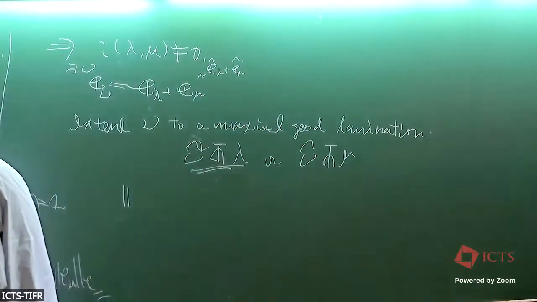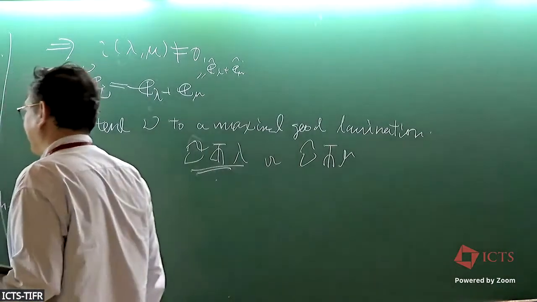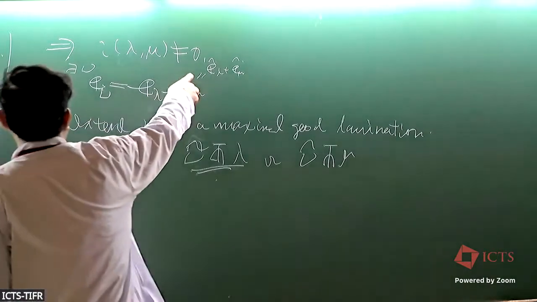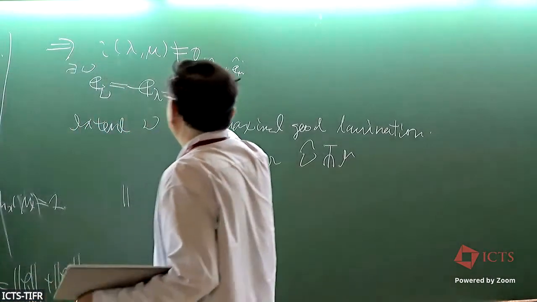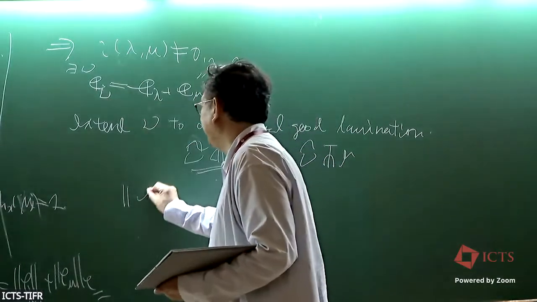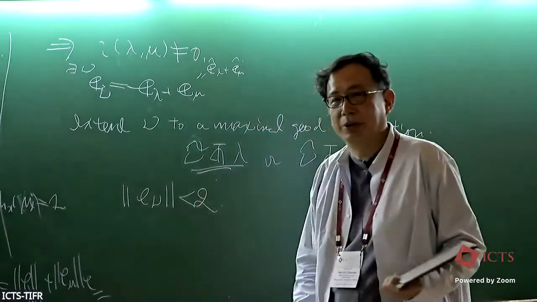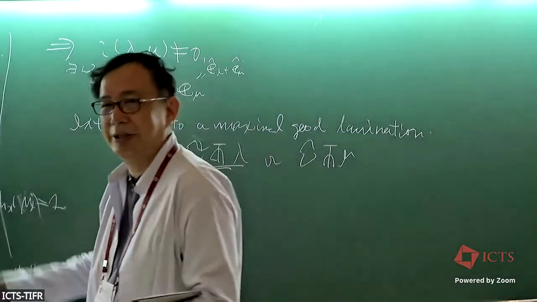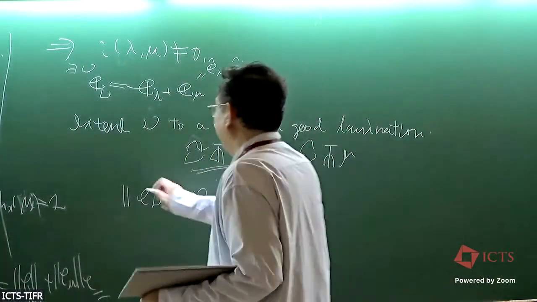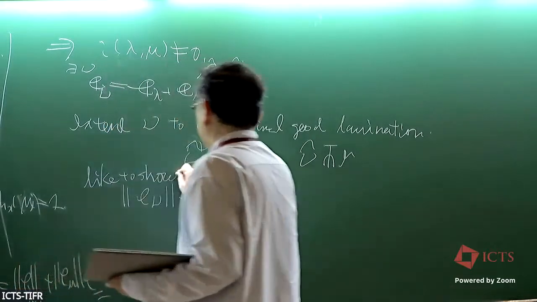The norm of this one was 1 because of the normalization. The norm of this one is 1, and the norm of this one is also 1. So what we have to show is that the norm of this one is less than 2. Then the proof is done. That is what we want to show.